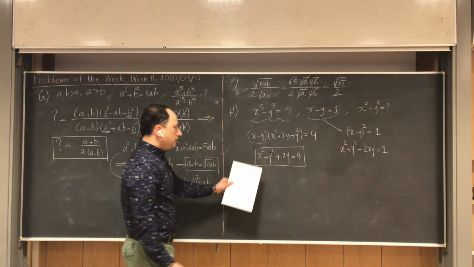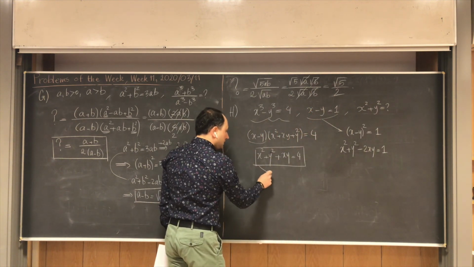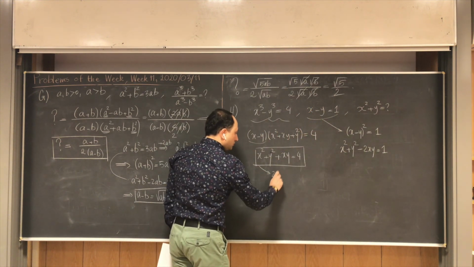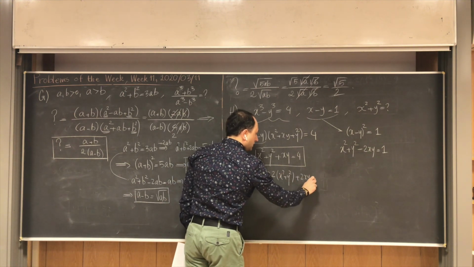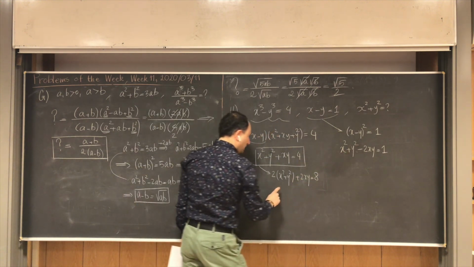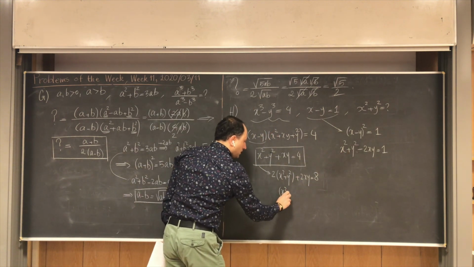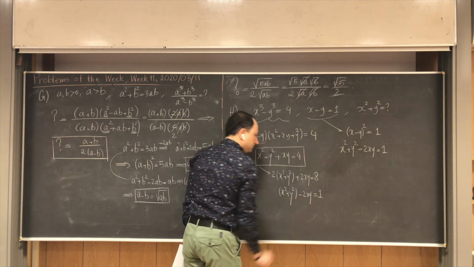Okay. So because my question mark is x squared plus y squared, let me multiply this by 2. It becomes 2 times x squared plus y squared. Then I will have 2xy equals to 8. Yes? And I can write this below here. It is x squared plus y squared minus 2xy is equal to 1.